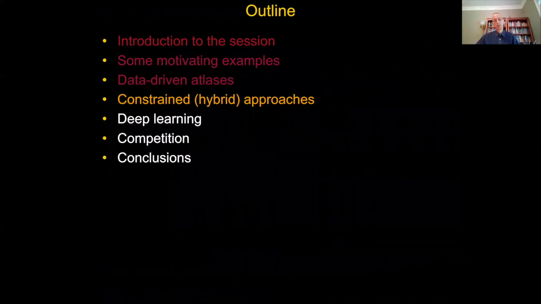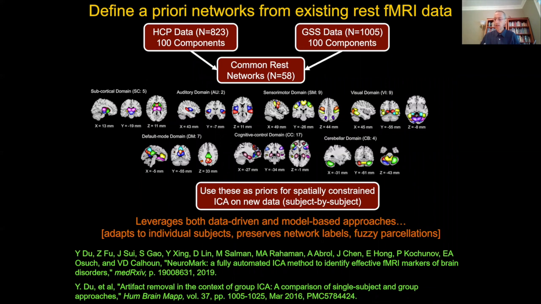Another way to deal with this, rather than just testing stability and looking for consistency, is to use a constrained approach. By that, I mean you take some sort of prior and regularize your solution. Here's one example where we've been extracting component networks from large data sets, the Human Connectome Project and genomic superstruct data. Independently, we found intersections between the two sets and moved those forward as priors. Then we apply a modified ICA algorithm called spatially constrained ICA.